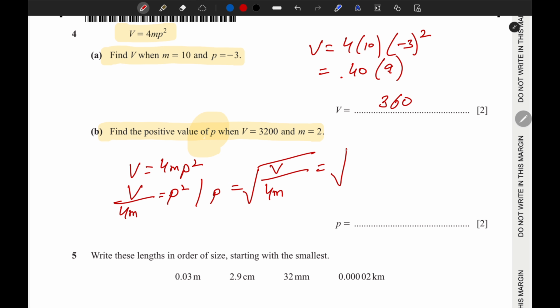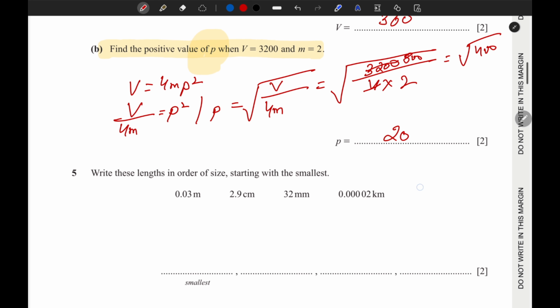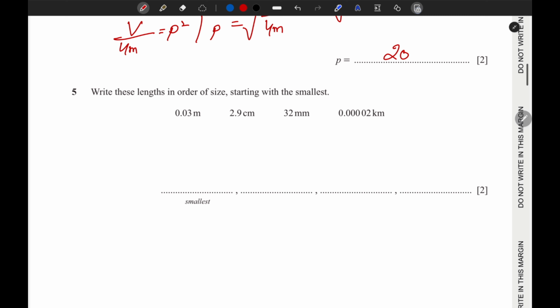Now you just have to substitute the values. V is 3200, and 4 into M, which is 2. So 3200 divided by 4, that is 32 divided by 4 is 8, so this becomes 800. And 800 by 2 is 400. So the square root of 400 is 20. So the value of P is 20.